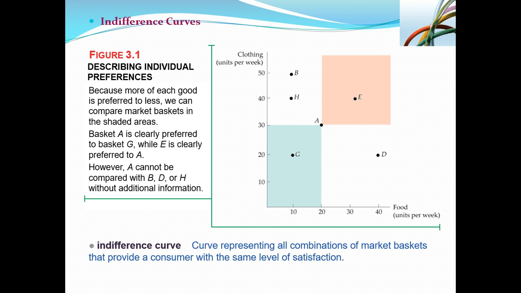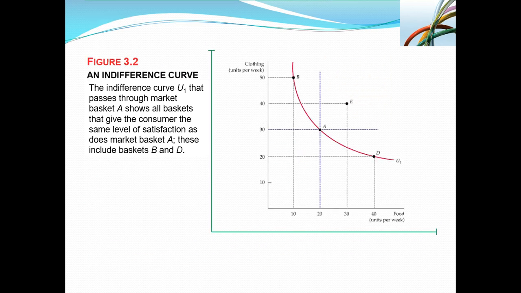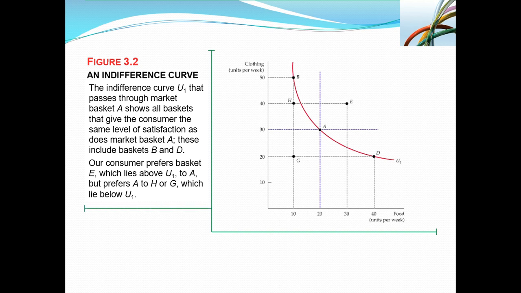Now let's try to describe an individual's preferences. We have these various combinations of these two goods, in this case food and clothing. What we are saying is that we can put up an indifference curve that should give us the combinations of those commodities from which a consumer derives the same level of utility.